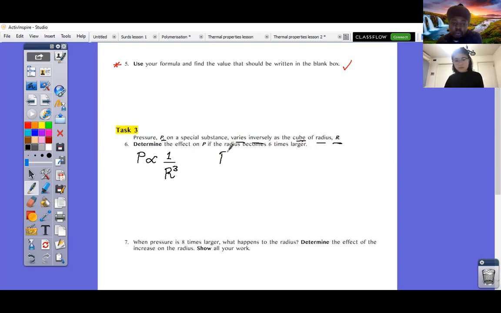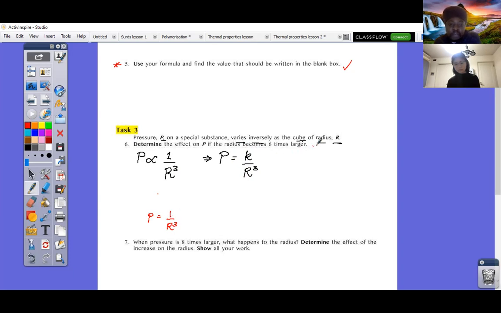Now this also means that we can rewrite this and say P is equal to K over R cubed. K is a constant number, so you need to visualize it a little bit. Let's just imagine that K is 1, just to understand the problem. So now we have P equals 1 over R cubed.